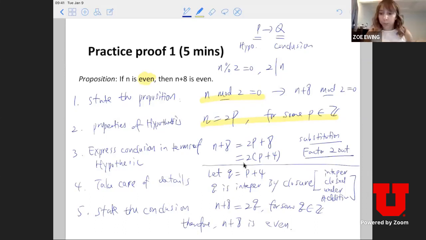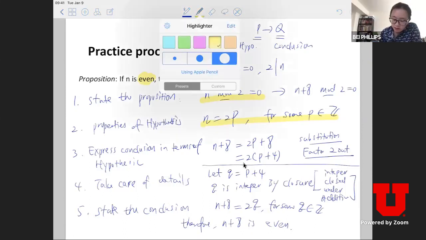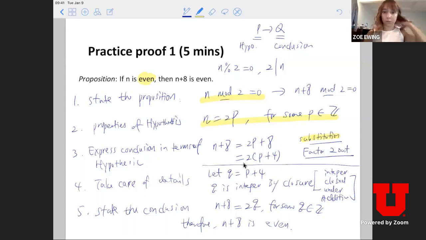When we actually do the proof, do we need to write out substitution, factoring, closure, etc.? Yes. The key point of this proof is you use a substitution, you use factoring, and then you use closure. But sometimes you may or may not need to specify the factoring, but you need to specify there's a substitution. Very importantly, there's a closure, because the closure takes care of the detail, right? Why is p plus 4 an integer? Because integers are closed under addition. So you have to say n plus 8 is now equal to 2 times some integer because of the closure property.